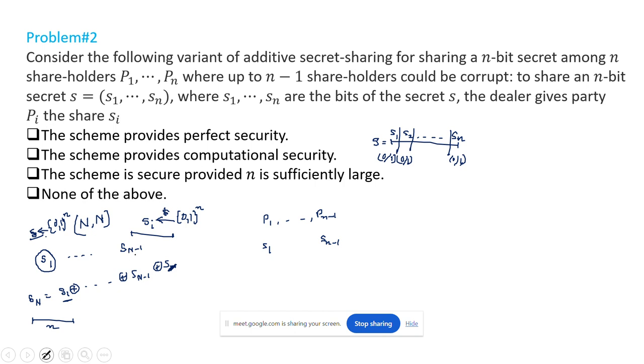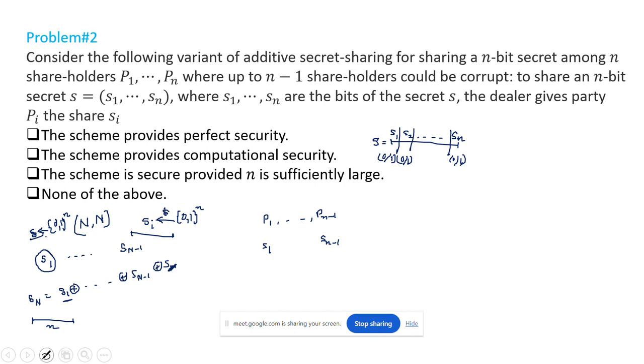In additive secret sharing, even if n minus 1 parties are corrupted, since each of the shares is just an independently chosen random string from 0,1 to the power n, they don't reveal any information about the actual secret. The SIs are not generated using any information about the actual secret S. So they are completely independent of S, and we say they information-theoretically hide the actual secret S.